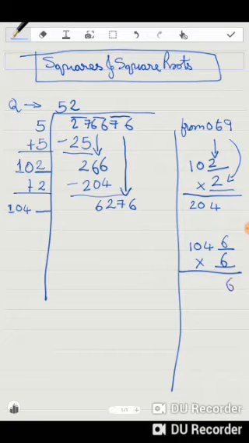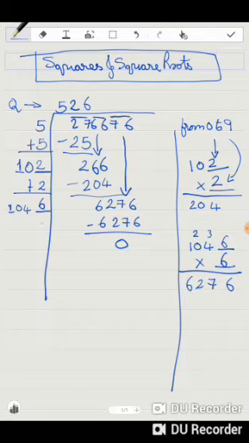6 6s are 36, carry 3. 6 4s are 24 plus 3, 27, carry 2. 6 zeros are 0 plus 2, and 6 ones are 6. So we're getting an exact value. So I put 6 here and 6 there, and subtract 6276 from 6276. My remainder is 0. I complete this step by adding 6 to this number, and it is 1052.